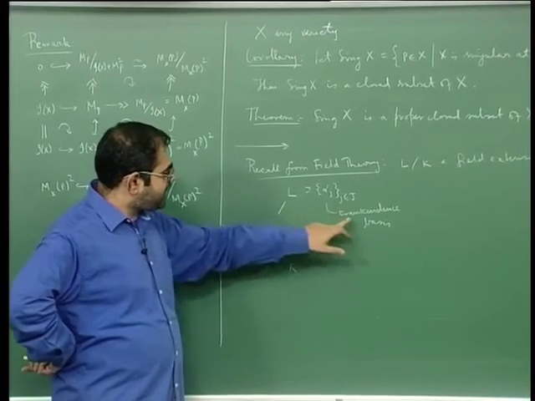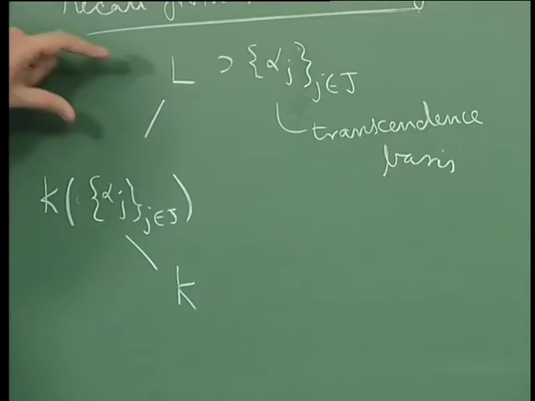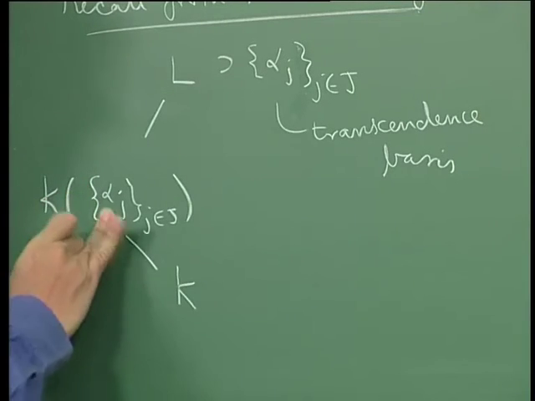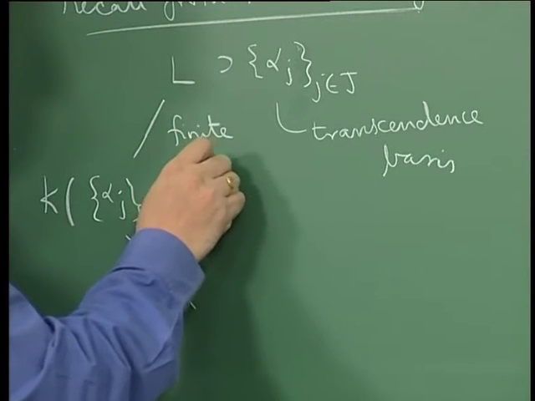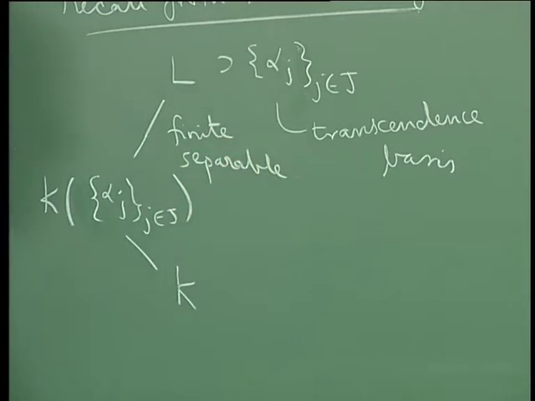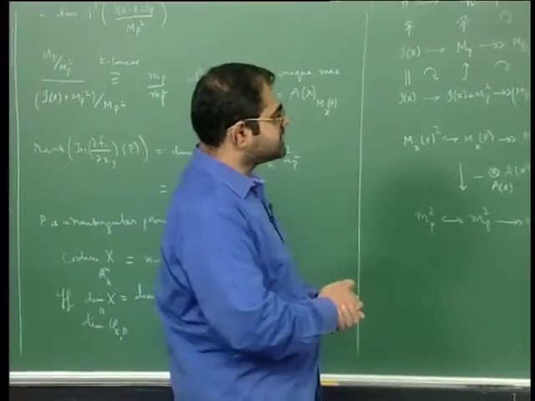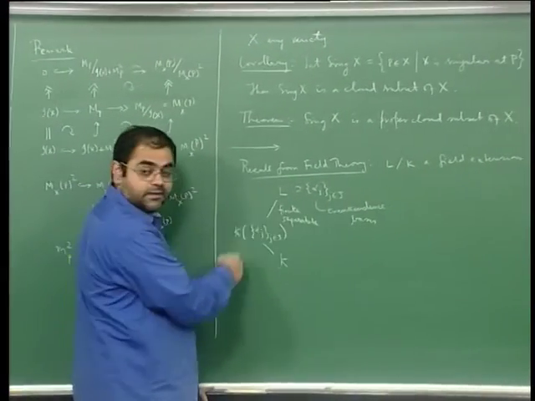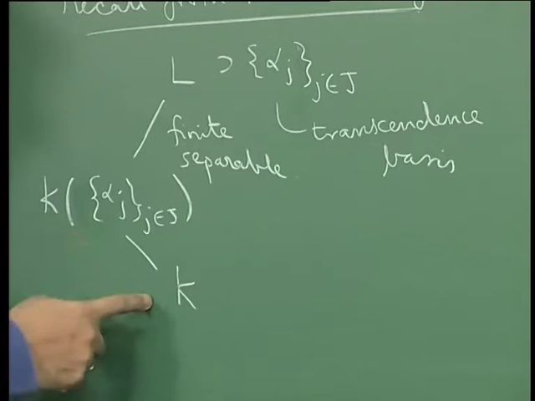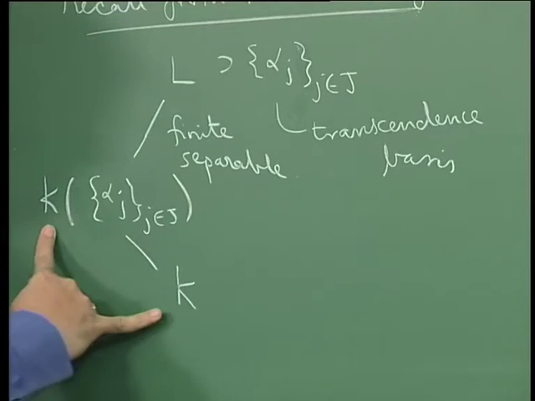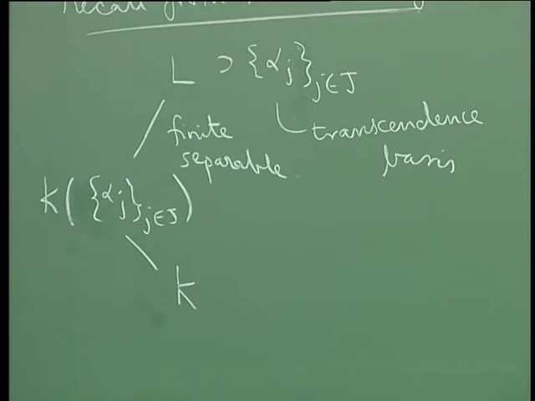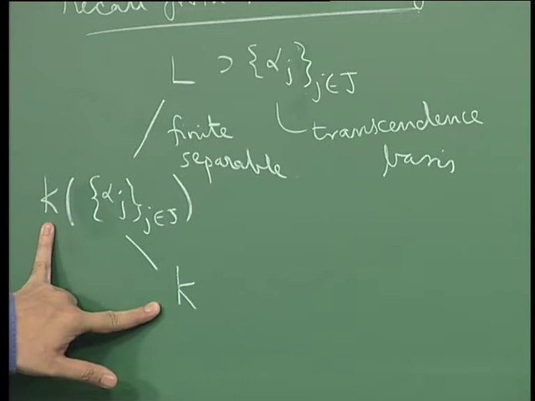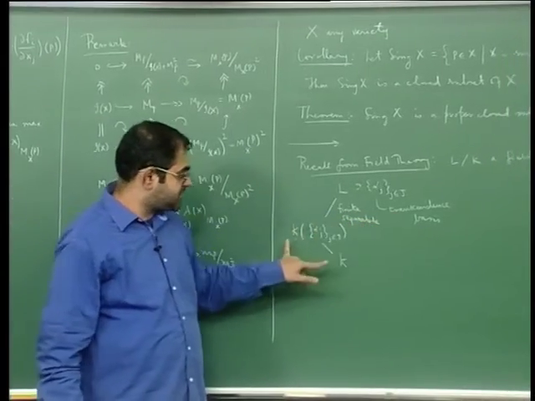So you want a situation where you can find a transcendence basis, and you want this extension to be finite separable. This is the best thing that can happen with a field extension. The best thing that can happen is that the field extension splits up into two extensions like this. The first one, we said, is a purely transcendental extension, because it is gotten by simply adjoining all the elements of a transcendence basis.